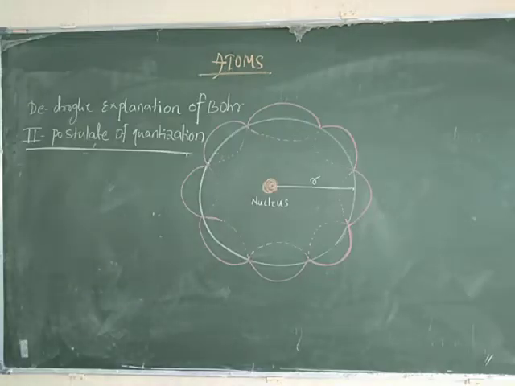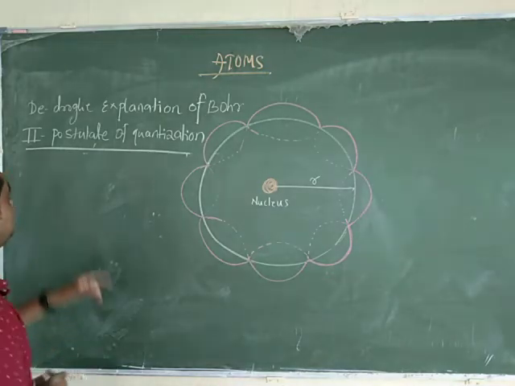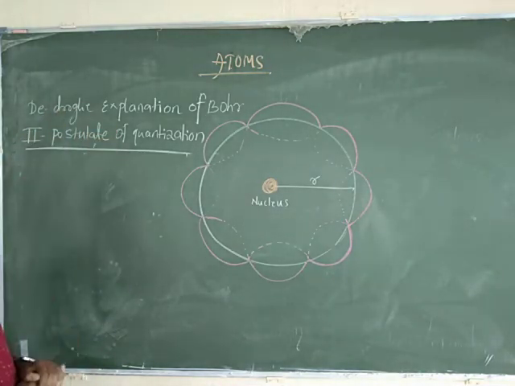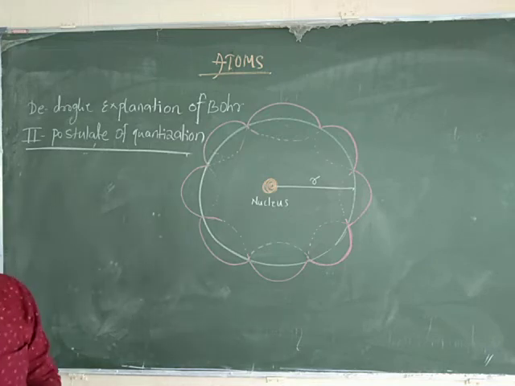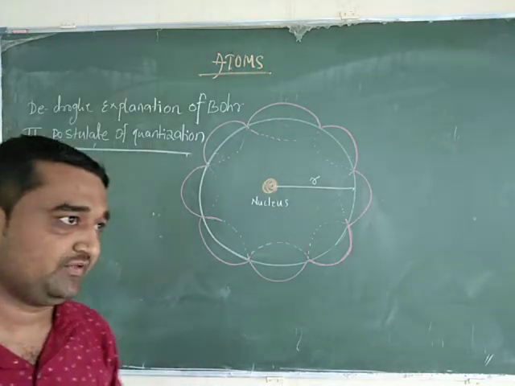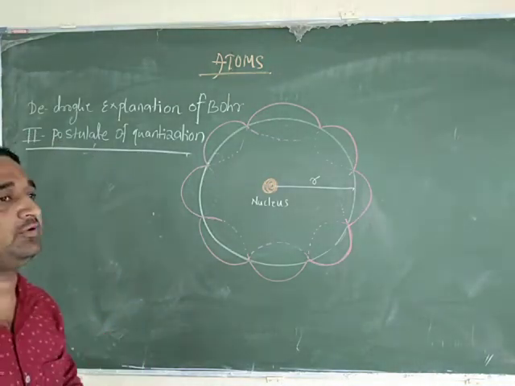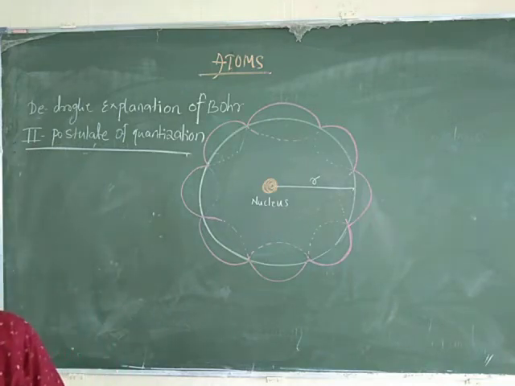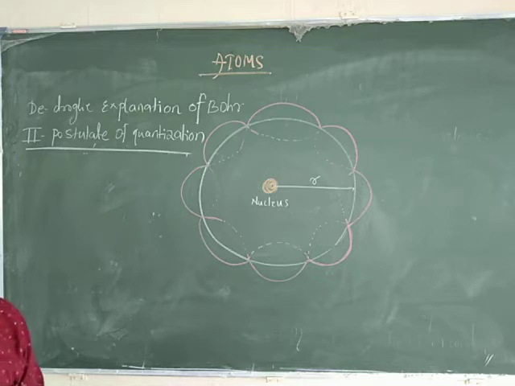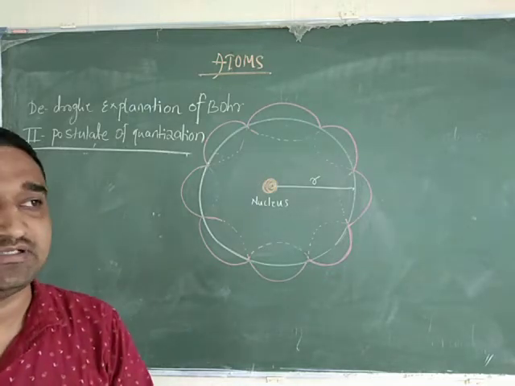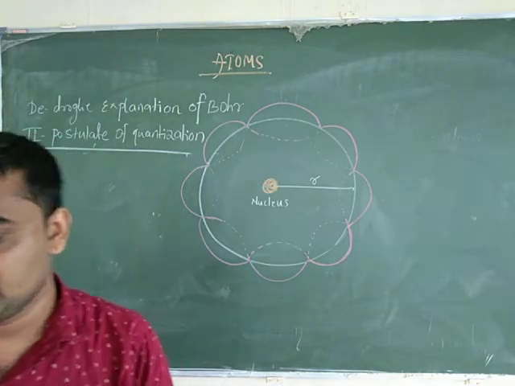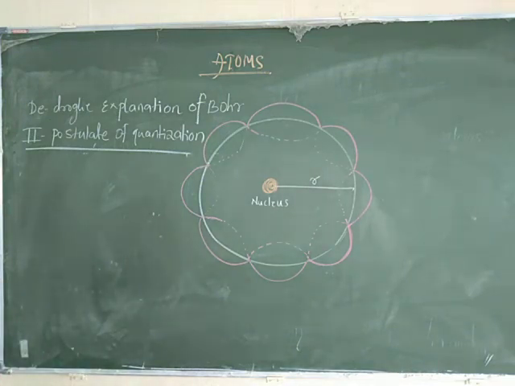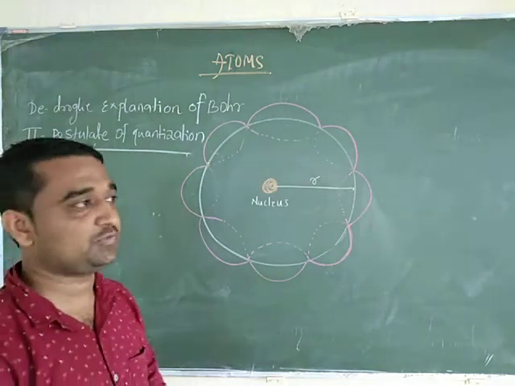Next, one of the important and last points in the chapter is the de Broglie explanation of Bohr's second postulate of quantization. So Bohr's second postulate of quantization tells us what? The angular momentum of an electron revolving in an allowed stationary orbit is equal to an integral multiple of h upon 2 pi.